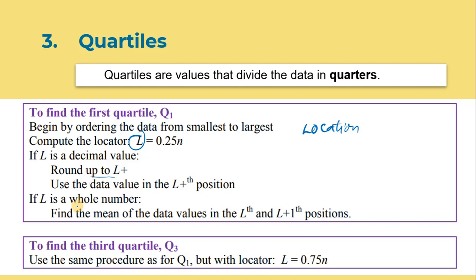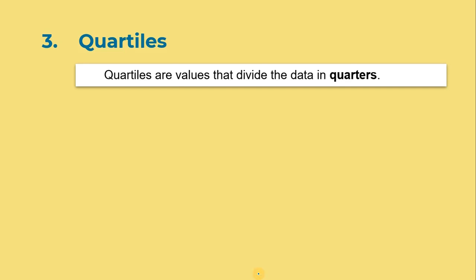If whole number, ano na siya? Find the mean. So, third quartile, 75%. 0.75 times n. Same gyapon, locator lang siya niya. Locator sa jud. Dili nimo ang value jud na imong ma-solve.